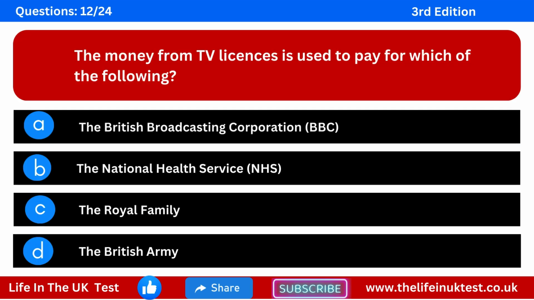Question 12. The money from TV licenses is used to pay for which of the following? Option A, the British Broadcasting Corporation, BBC. Option B, the National Health Service, NHS. Option C, the Royal Family. Option D, the British Army.